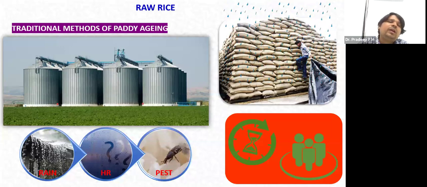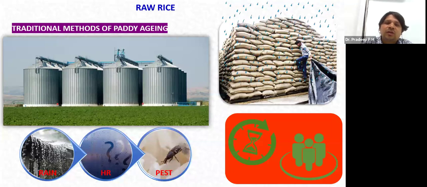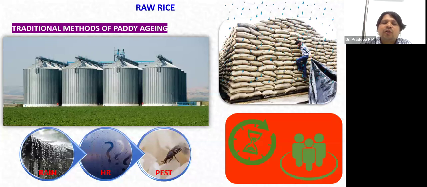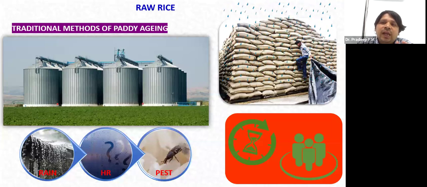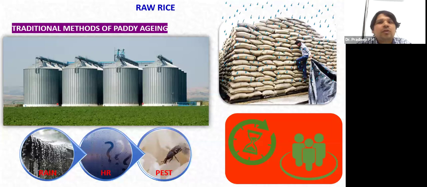So what we are doing is overcoming this traditional or conventional method with advanced technology, where we can go for super aging. That means instead of waiting for 6 months to 1 year, we can do a treatment where we convert freshly harvested paddy into 1-year-old paddy in a matter of 24 hours.